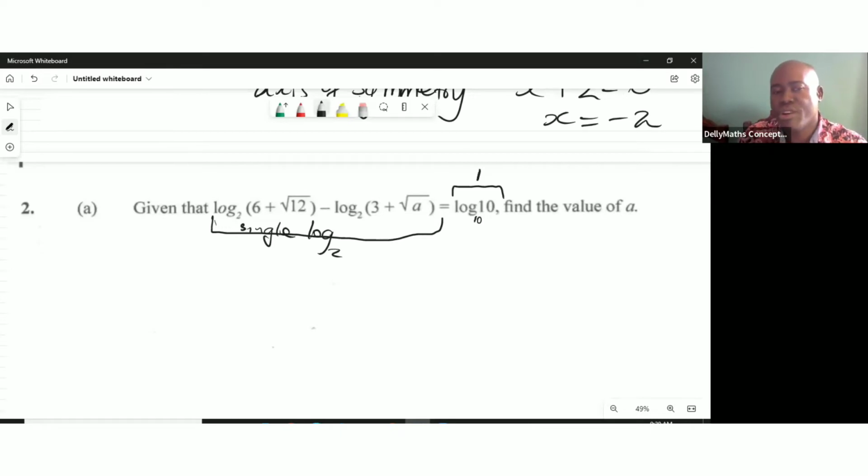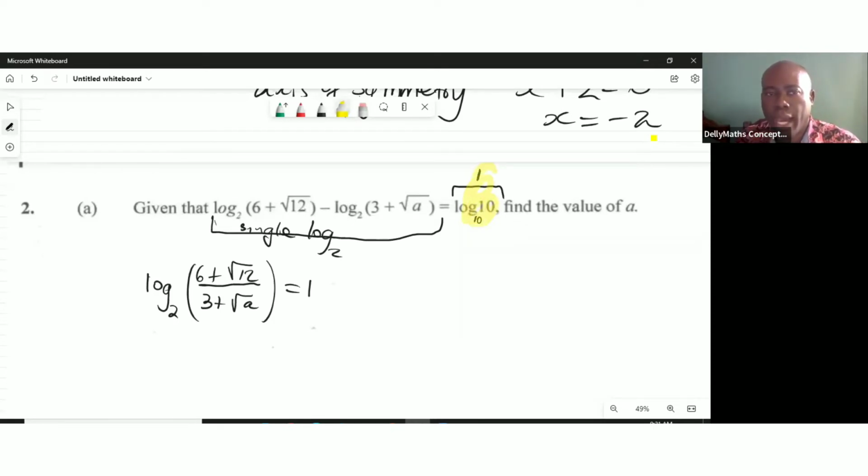So then we want to rewrite this in an effort to recreate a new thing as we go forward in an effort to solve. So let's see. Right now, remember the log rule that when you subtract in the same base, you are actually dividing if you're going to write this as a single log. So this is what we have. Log in base 2 of 6 plus the root of 12 over 3 plus the root of a. So that's writing this as a single log. And this is equal to the right side, which is equal to 1. All right, because we have established that taking the log of 10 in base 10 will give us 1.